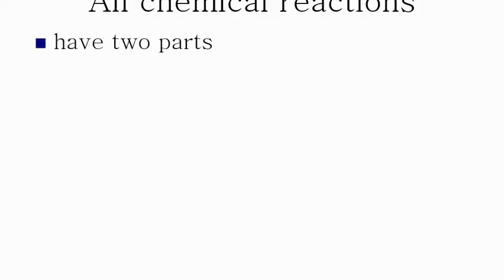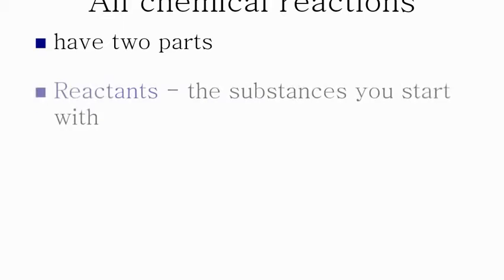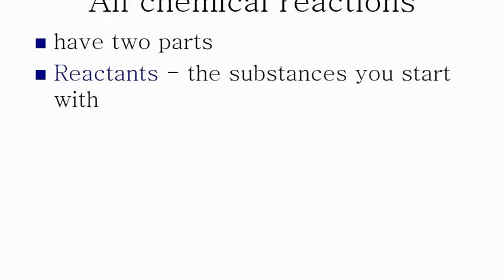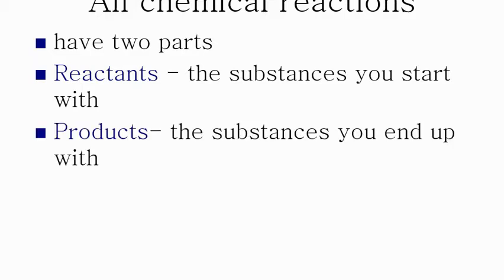We know that a chemical reaction has two parts. The first part, the left side of this equation, that's called the reactants. It's what you start with. On the right side, we have products. It's what you end up with. We already knew that.